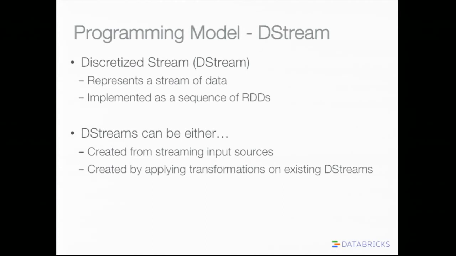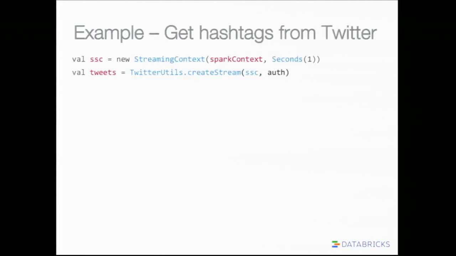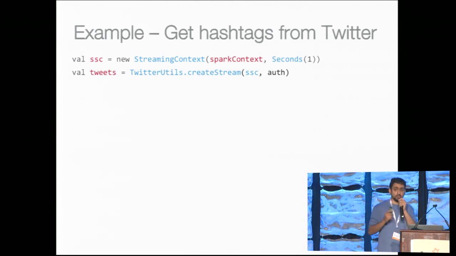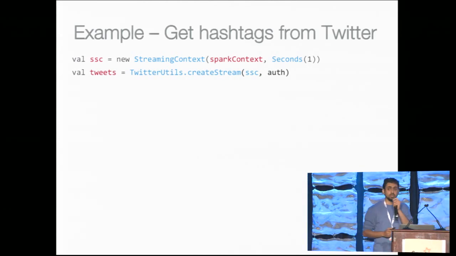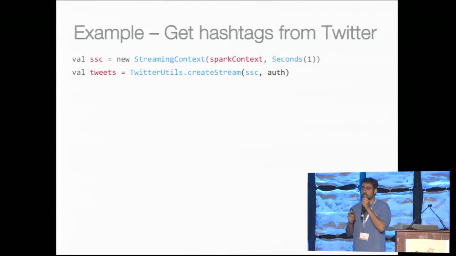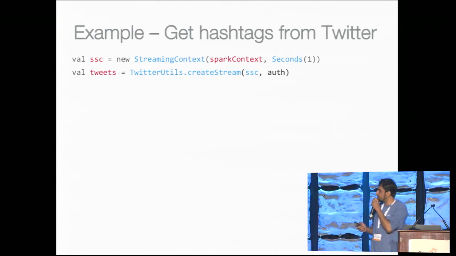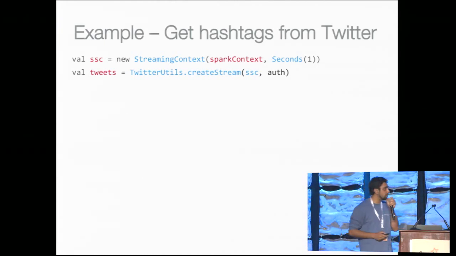So let's see in action what a streaming program looks like. Similar to a Spark program with a Spark context, you first have to create something called a streaming context, where you specify the batch size that you're going to use. In this case, we are using 1 second. To create a streaming context, you need a Spark context as well, so I'm assuming that has already been created.